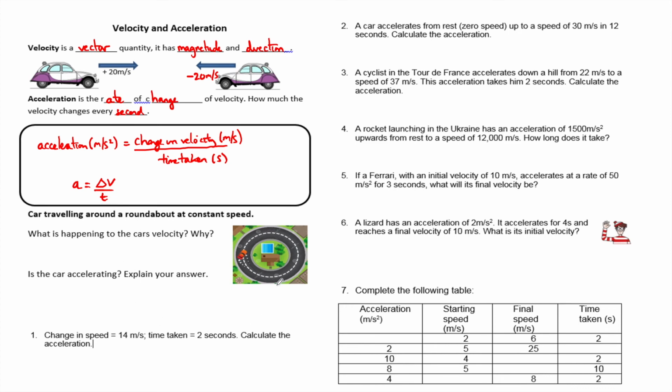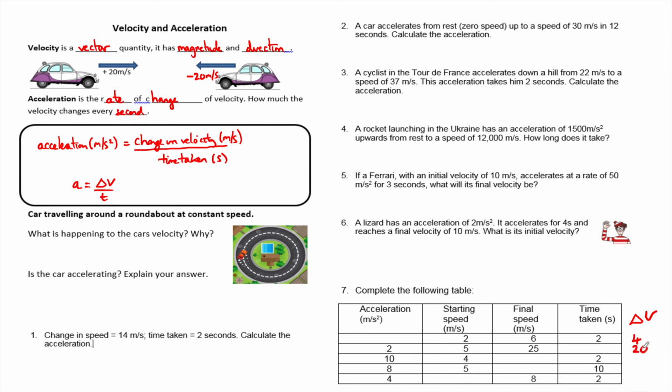Just before you pause the video, let me help you out with answering the table at the end. You've been given the starting speed and the final speed. So what you can do is work out the change in speed. Of course, for the first one, it will be 6 minus 2, so change in speed will be 4. The second one, the change in speed is 20.